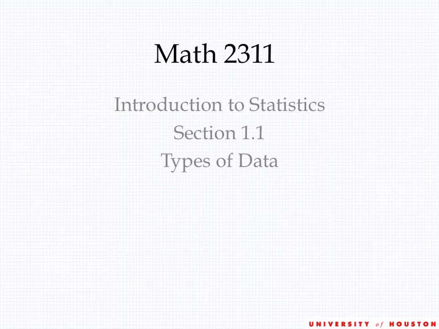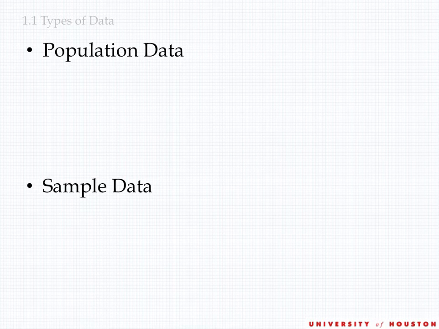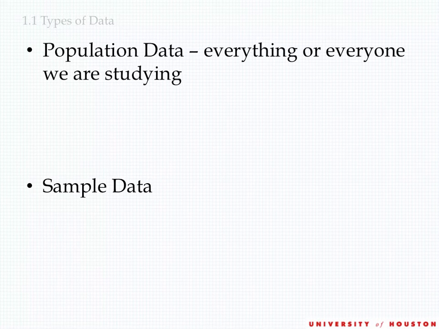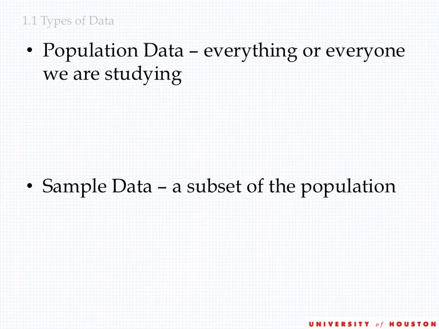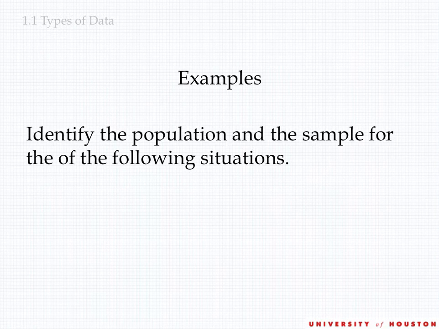Types of data. We will begin by talking about population data and sample data. Population data is everything or everyone that we are studying. Sample data is a subset of our population. For example, in the following situations, let's identify the population data and the sample data.